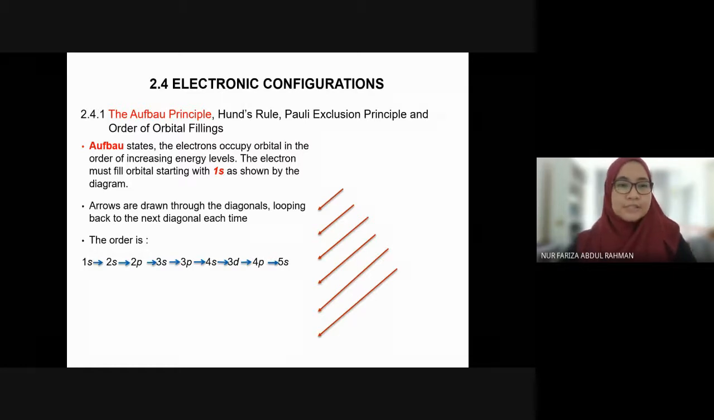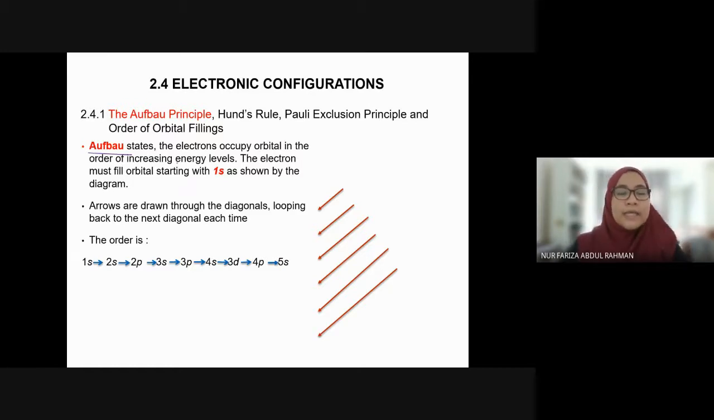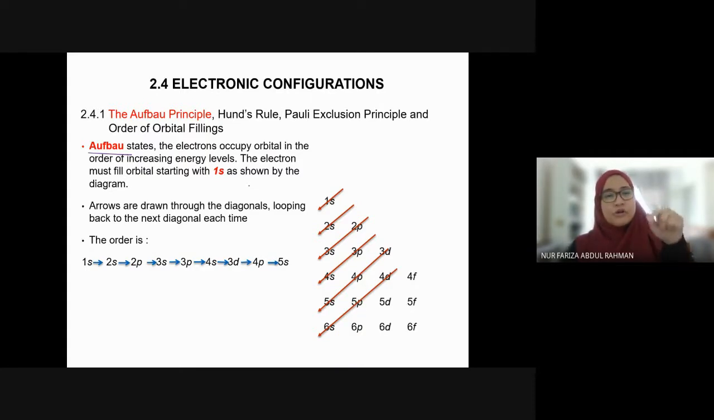Okay, the Aufbau principle states that electrons occupy orbitals in order of increasing energy level. So the electrons must fill orbitals starting with 1s, as shown by the diagram. The electron should occupy the lowest energy level available. If that lowest energy level is already fulfilled, only then can it go into the next energy level.